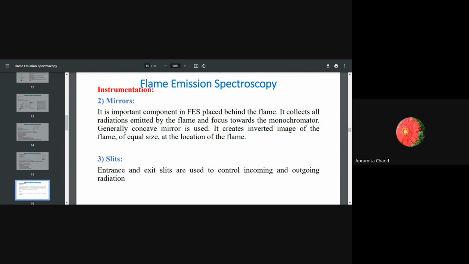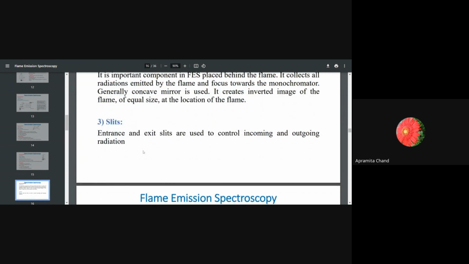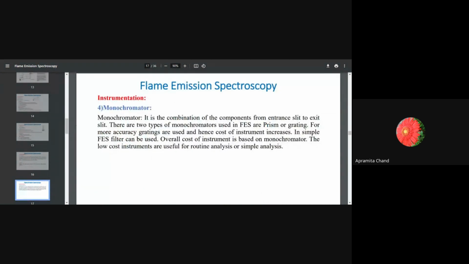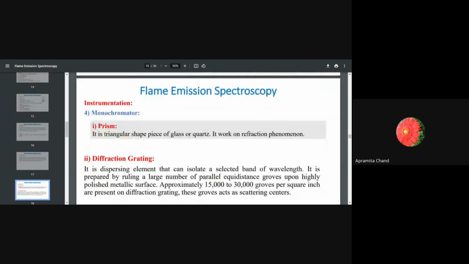Now the mirror which is used here is the most important component in FES, and it is placed behind the flame because it creates an inverted image of the flame of equal size at the location of the flame. For this we use a concave mirror, and the slits, that is the entrance and the exit slits, are used to control incoming and outgoing radiation. We have already talked about how the monochromators used in this kind of spectroscopy are prism or grating, so we will not go into this.